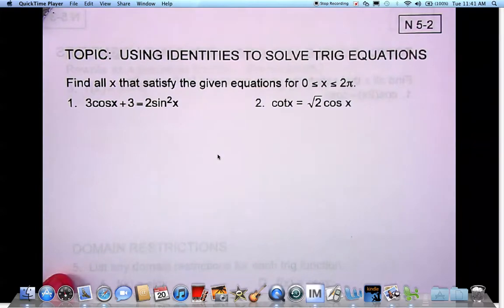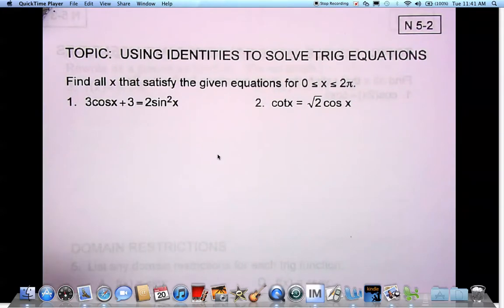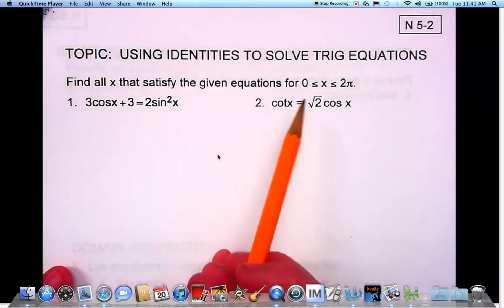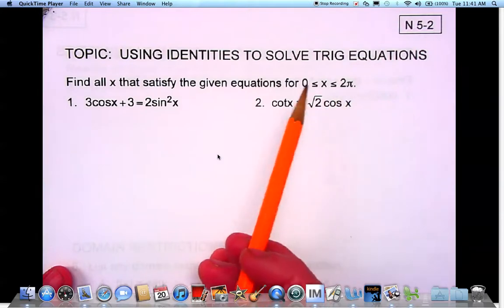Okay, we're going to use identities today. We're on a different page. We're going to use identities to solve trig equations. Yesterday all we did was factor. We didn't really use our identities, but today we're going to have to use them. We're going to find all the x that satisfy the given equations, where x is between 0 and 2 pi.